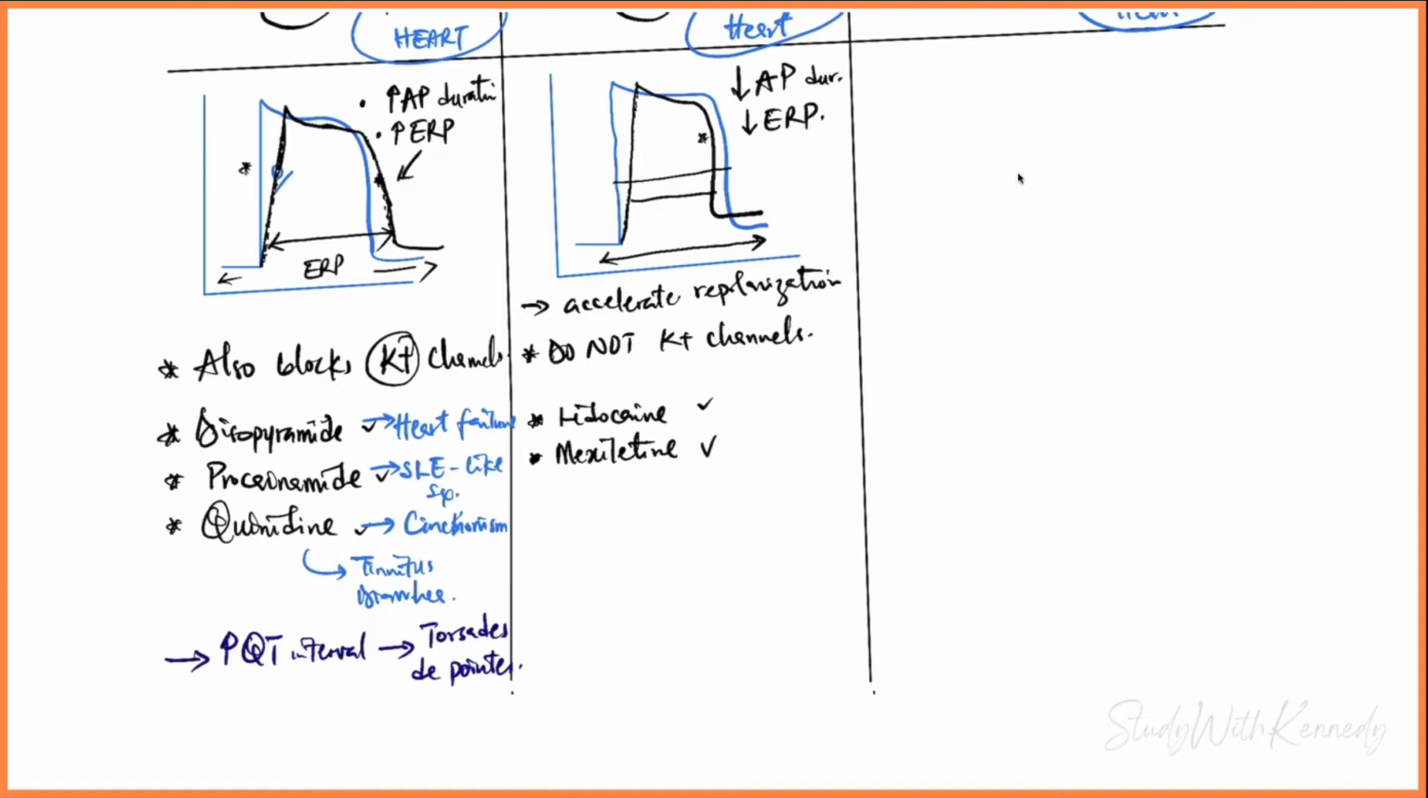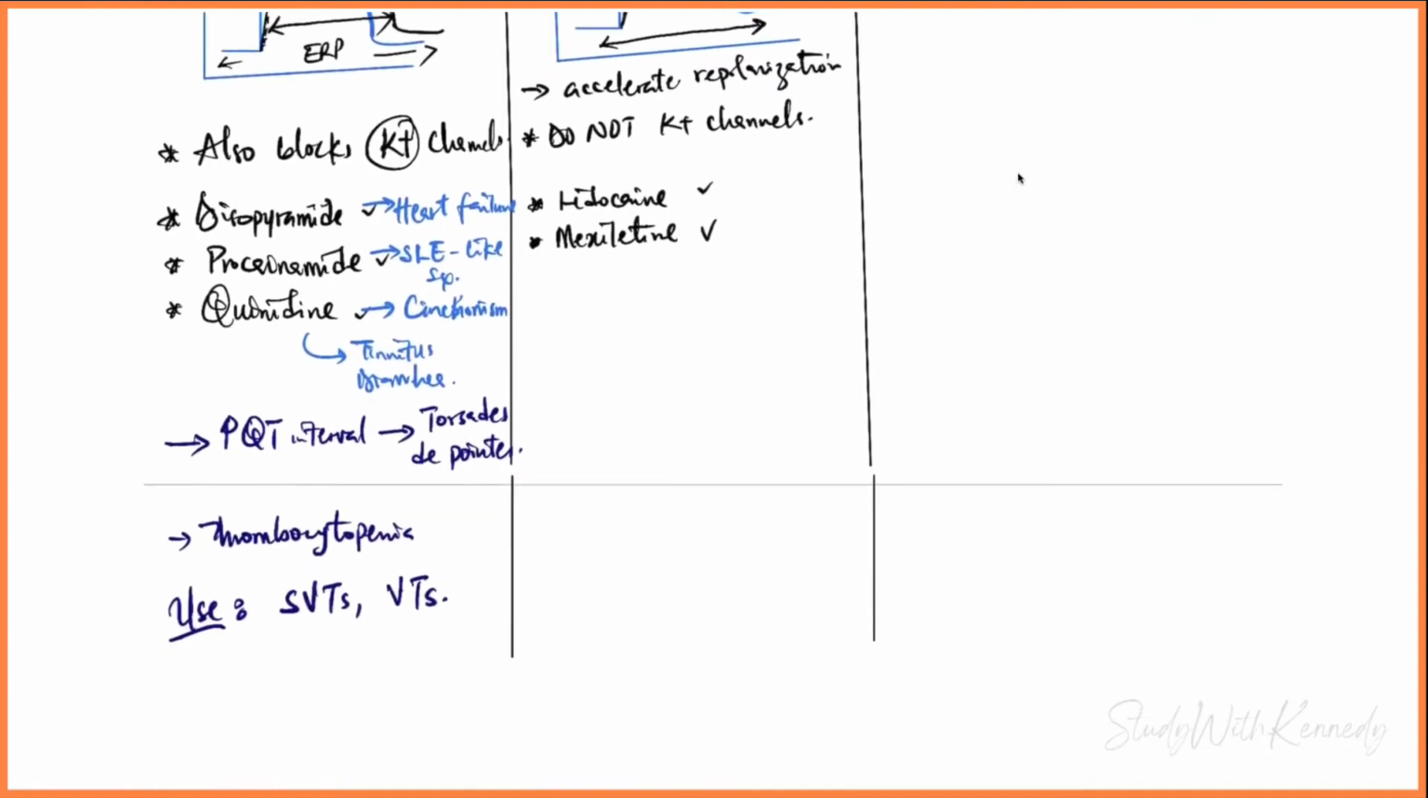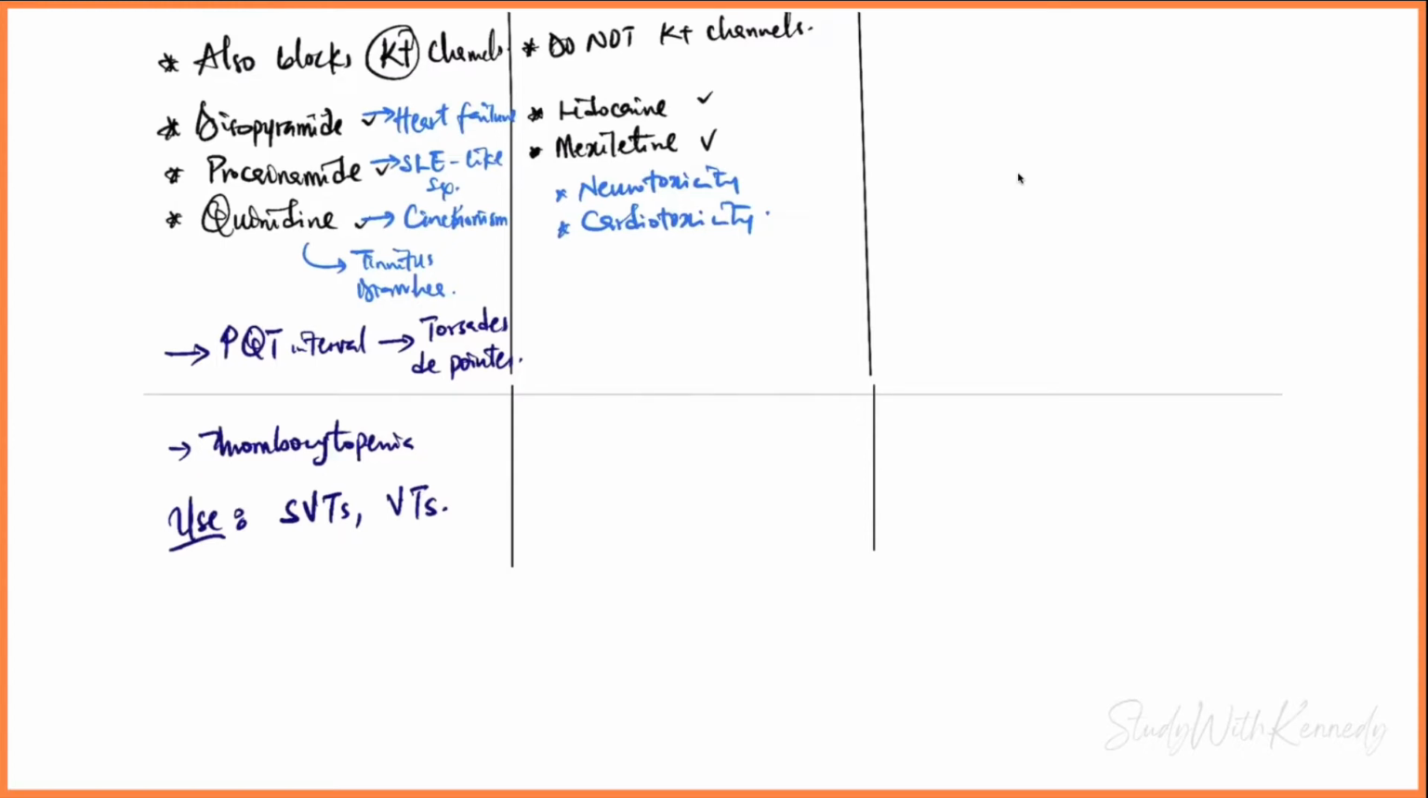They can both cause neurotoxicity and cardiotoxicity, right? Oftentimes it's going to be cardiovascular depression and maybe CNS depression or elevation, actually. What do we use them for? We said they are used for damaged heart.